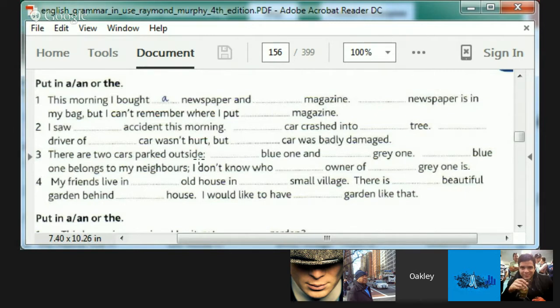Okay, sit tight. We're going to go around and do these exercises. So, Sasha, can you start with number 1? Do the whole thing in number 1. Lots of blanks, lots of possible articles here. Okay, this morning I bought a newspaper and a magazine. The newspaper is in my bag, but I can't remember where I put the magazine. Okay, all right. First introducing them using a, once they've been defined, the. Perfect. Okay, no problem. Mustafa, number 2.